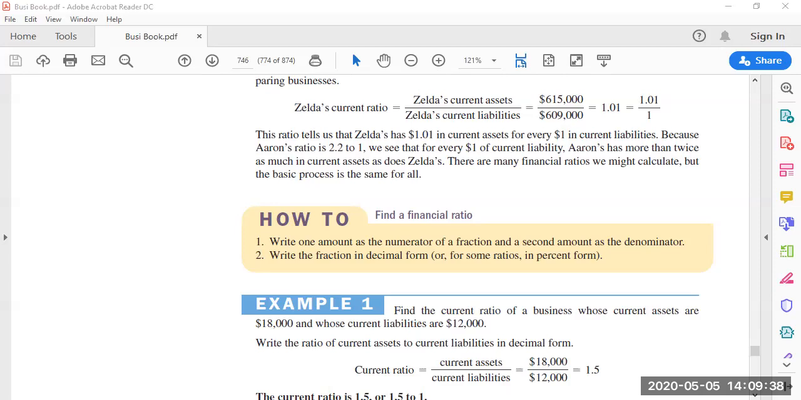The way it is written, the way it is said, determines the way we write it. If they ask the ratio of current liabilities to current assets, then we have to flip these numbers. First number divided by the second number. Make sure you understand that. So that's your example.